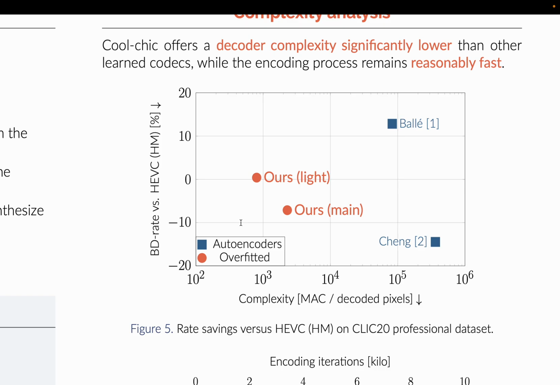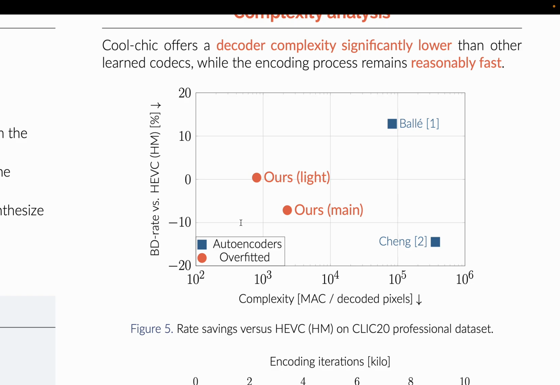If you are at minus 10%, it means that you need 10% less rate to achieve the same quality as HEVC. On this graph, we see two kinds of systems. In red, we have our proposed system, and in blue, we have two different autoencoder-based systems. The first thing to note is that our systems are significantly less complex than autoencoder-based ones, since we require around 1000 multiplications per decoded pixel, while autoencoders quite often require more than 100,000 multiplications per decoded pixel.